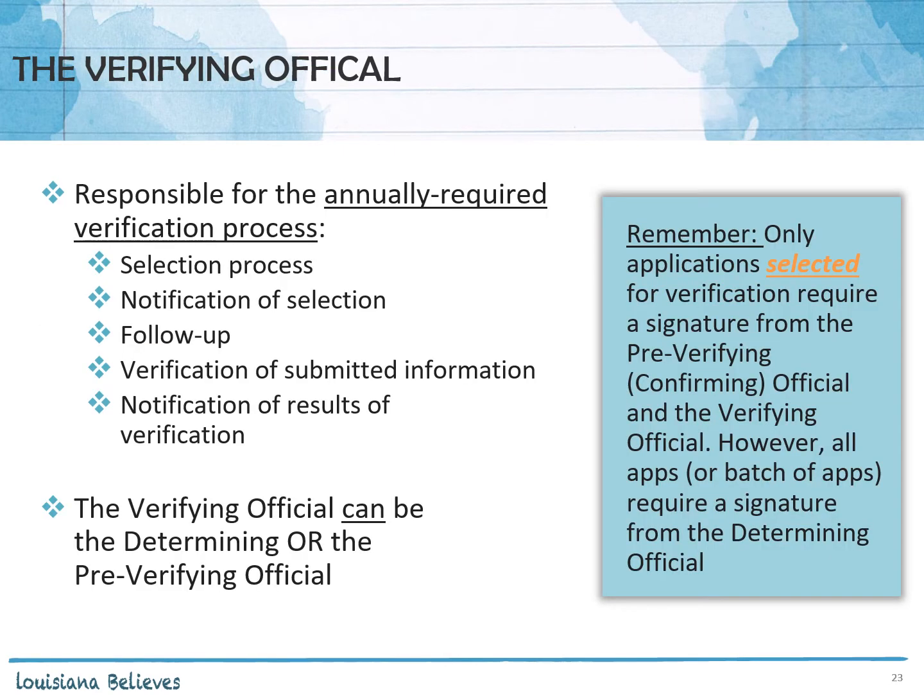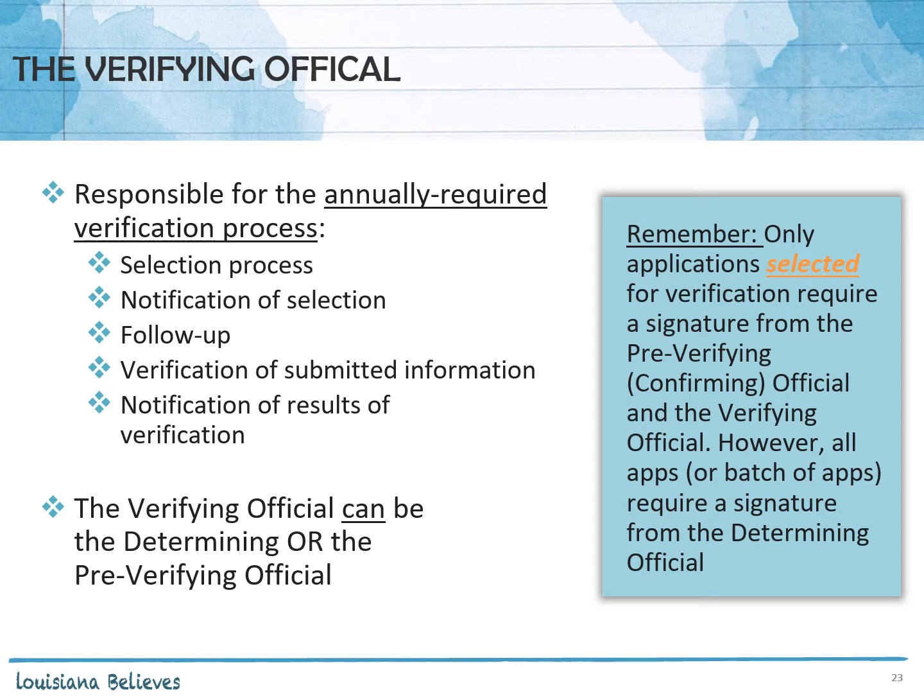The next type of collection official is the verifying official. This person will be responsible for the overall verification process from October 1st through November 15th each year. This person will be responsible for the selection process, notifying households of selection, following up with households, reviewing all documentation submitted by households, and notifying households of the results of verification.